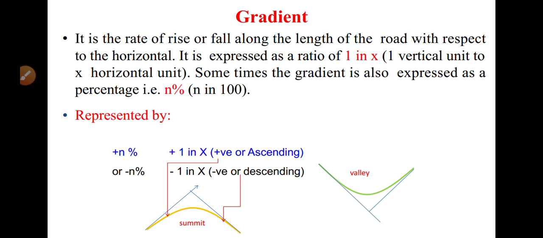Yesterday, we have just started the vertical alignment. We understood the meaning of it, the necessity of introducing a vertical curve invariably, depending upon the topography. It is essential. Gradient also we have defined. It is nothing but the rate of rise or fall along the length of the road with respect to horizontal. It may be expressed either in percentage or as a ratio 1 in x or n%, n in 100.